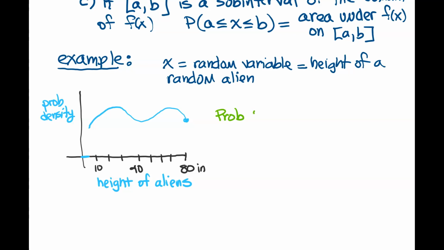For example, if we wanted to find out what's the probability that we choose an alien and their height is greater than 70? Well, on this graph, here's 70, and here's 80, because that's the max height of our alien. If we calculated this area from 70 to 80, that would give us the probability of choosing one of the tall aliens that's greater than 70. So this shaded area would represent the probability that we get an alien with a height greater than 70.